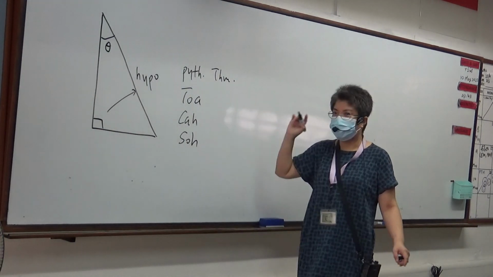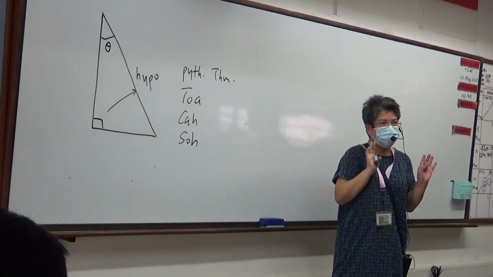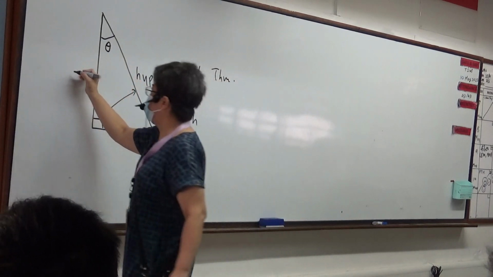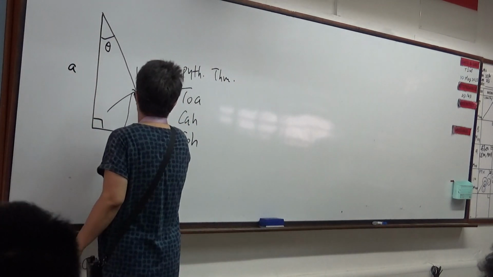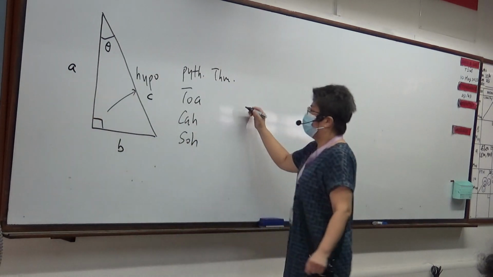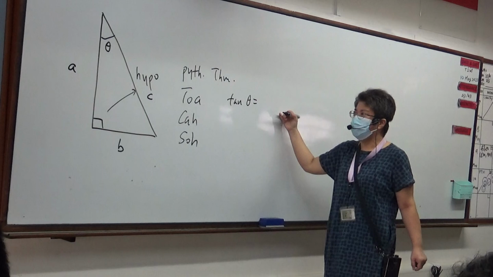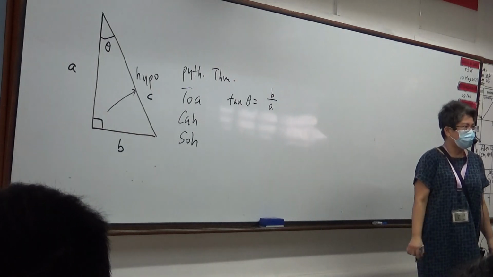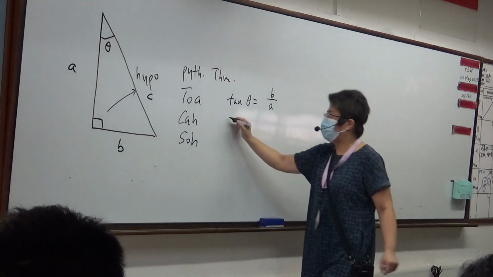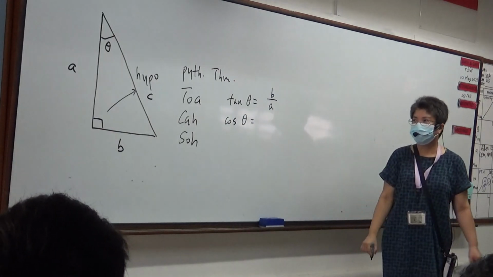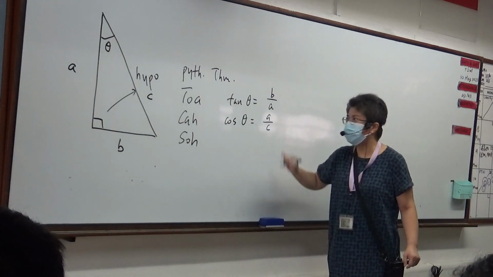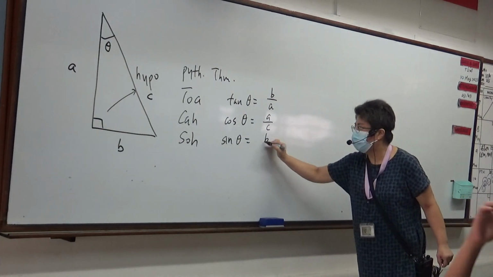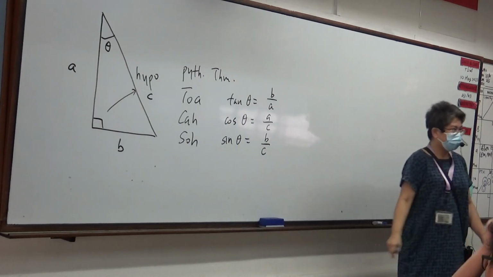Now, what do I mean by that? I told you already, Dua Ka So is with respect to a certain angle. So, if this is theta, let's say I call this A, B, and this one C. Tangent theta will be B over A, right? Opposite over adjacent, am I right? What about cosine theta? A over C, right? What about sine theta? B over C. All these are ratios.